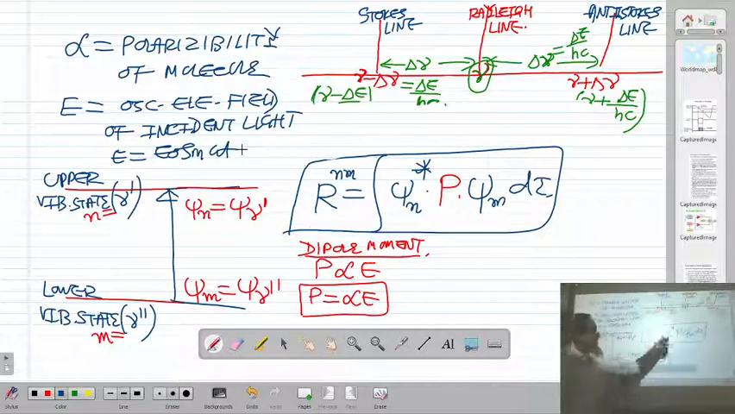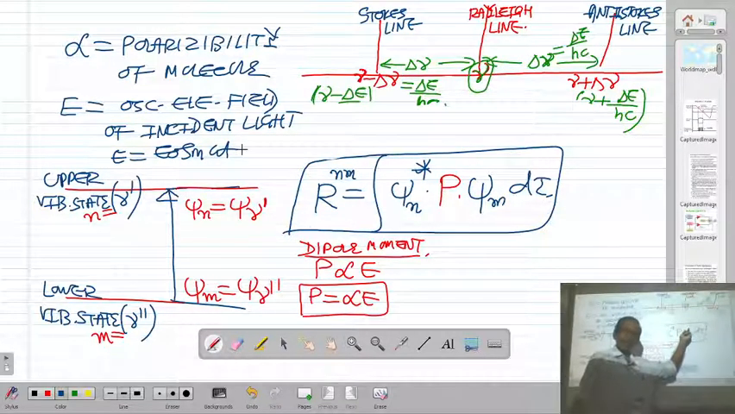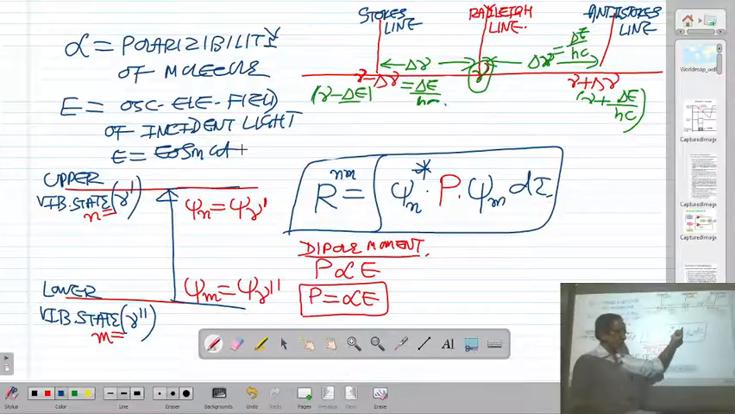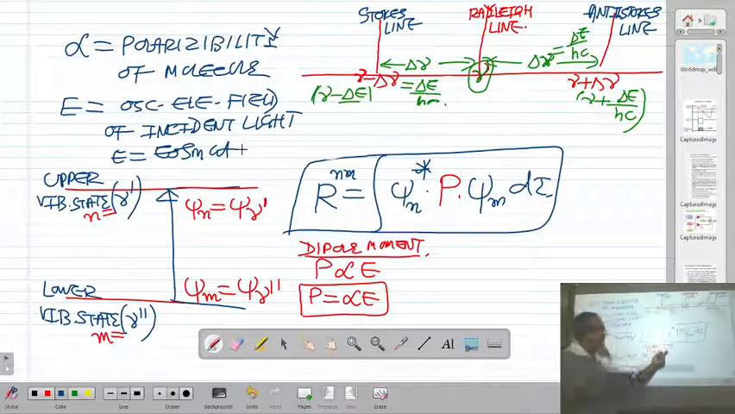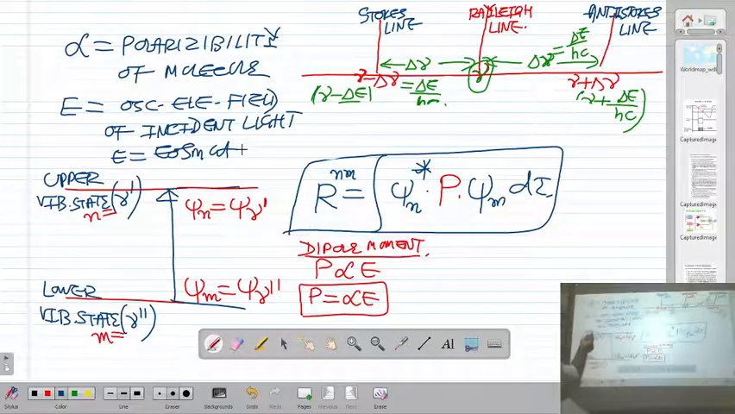In the next lecture we will put the value of the dipole moment, P equal to alpha E, in this equation, and we will calculate the matrix element of the dipole moment between two vibrational states, n equal to nu dash and m equal to nu double dash.